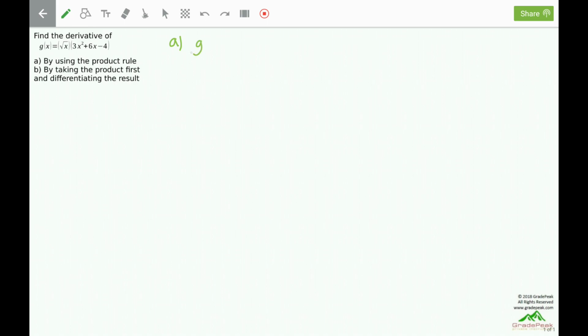For part A, g of x is the product of two expressions. The first, square root of x, the second, 3x squared plus 6x minus 4. I'm going to rewrite the first, square root of x, as a fractional exponent. It is x to the first power and second root, or square root, so x to the 1/2, times, and I will leave the second expression alone, 3x squared plus 6x minus 4.